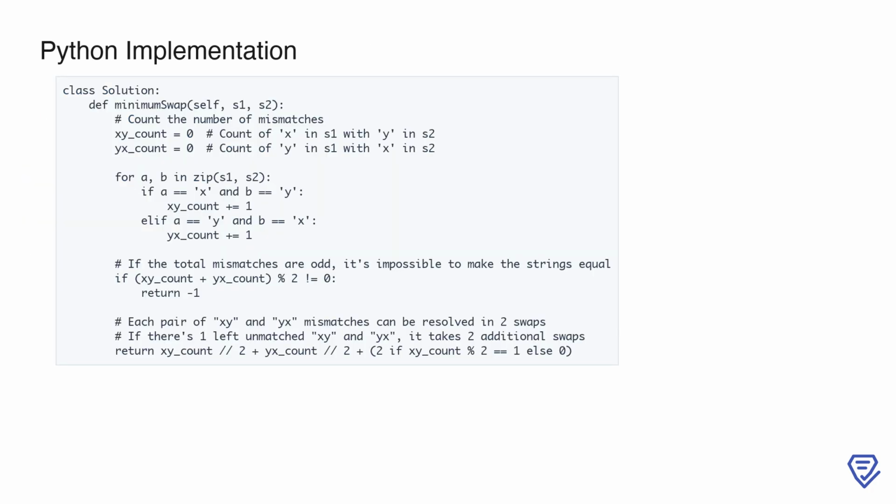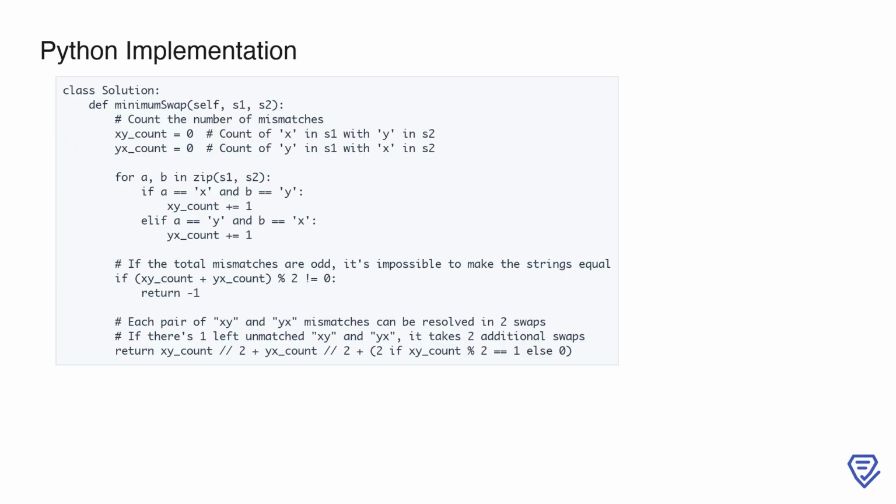This code provides a solution to LeetCode problem number 1247, minimum swaps to make strings equal. The problem involves determining the minimum number of swaps required to make two strings equal, where each swap exchanges two characters at specific indices between the strings. The function minimum swap takes two input strings, S1 and S2, which are guaranteed to have equal length. The solution works as follows.